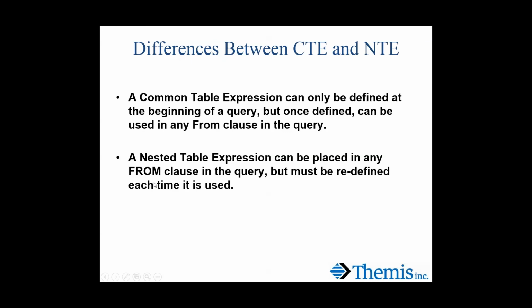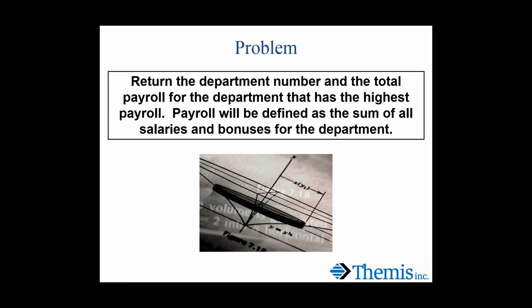So just at an academic level, a common table expression is defined at the beginning of a query once, and can be used in any from clause inside the query. That's kind of interesting. The example we've seen so far only had one from clause inside the query. We'll look at some examples that have more than one, though, where that'll really become important. A nested table expression can be placed inside a from clause, but if you're going to use it in more than one from clause, you've got to redefine it, and we'll see that, I think, right now.